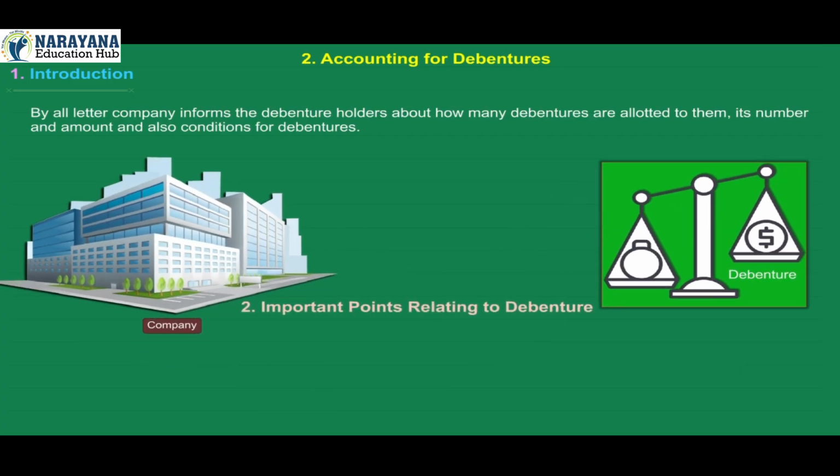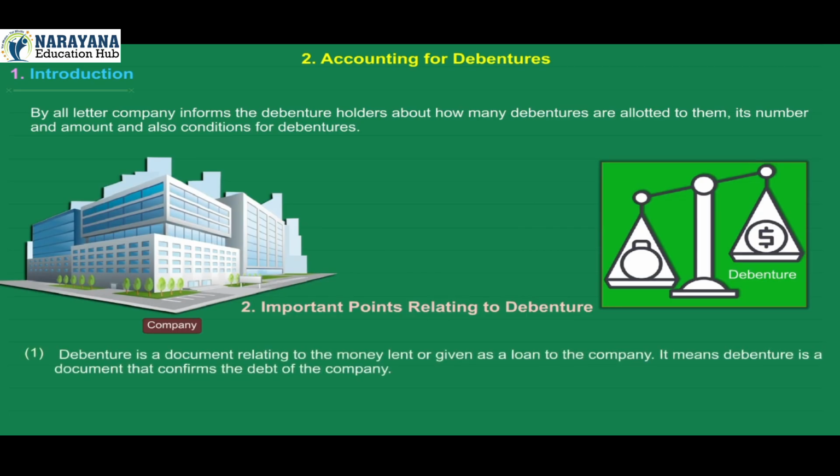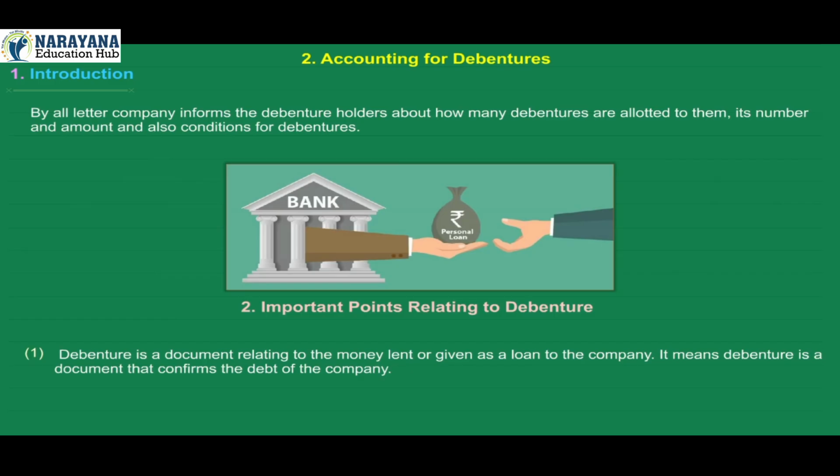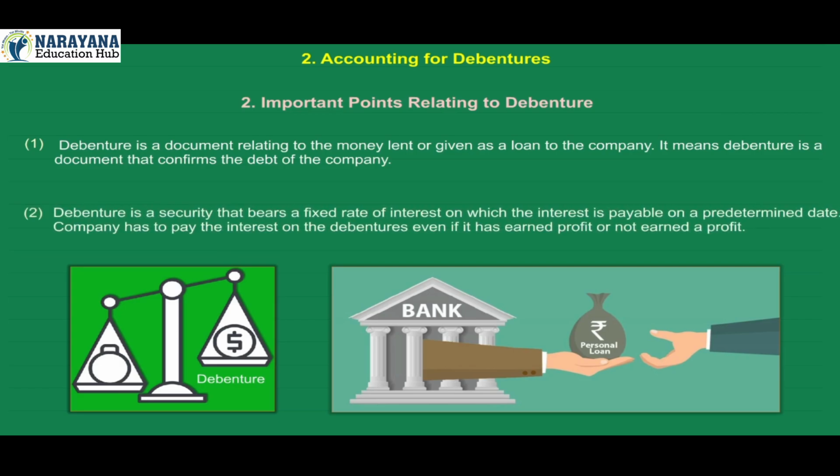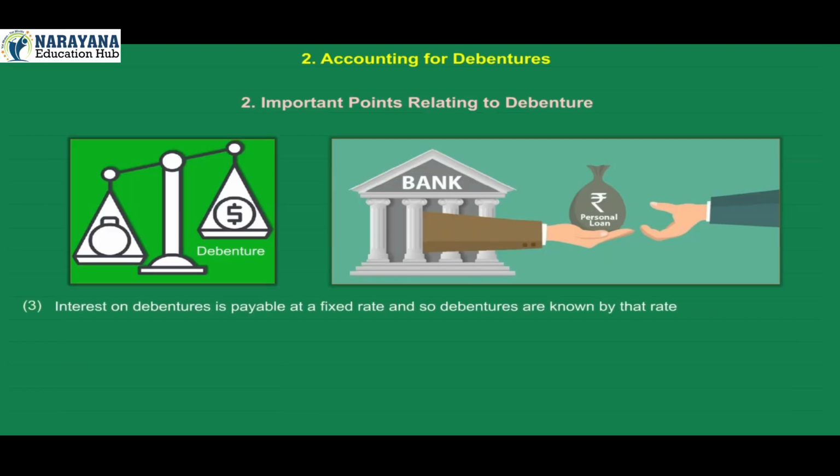2. Important points relating to debentures. 1. A debenture is a document relating to the money lent or given as a loan to the company. It means a debenture is a document that confirms the debt of the company. 2. A debenture is a security that bears a fixed rate of interest, payable on a predetermined date. The company has to pay the interest on the debentures whether it has earned a profit or not. 3. Interest on debentures is payable at a fixed rate, and so debentures are known by that rate.